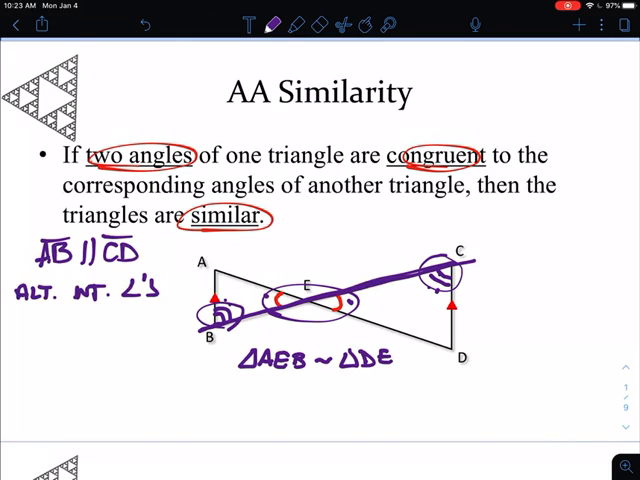E matches up with E, and then B matches up with C as we have it marked. So making sure you write the correct statement is going to be important, making sure the order lines up. And then once we know the triangles are similar, we need to say how. And so they're similar by angle-angle similarity.